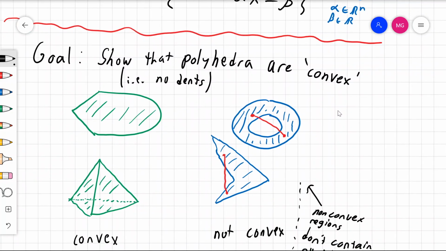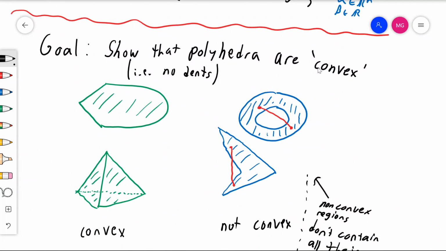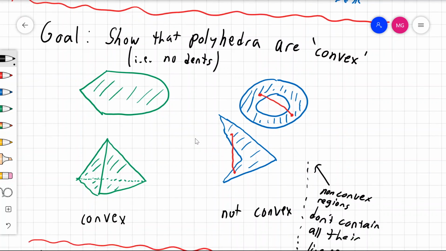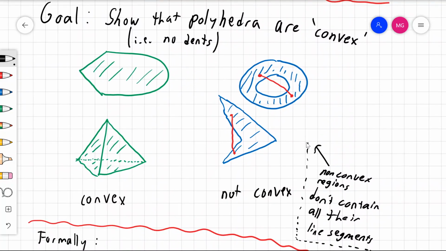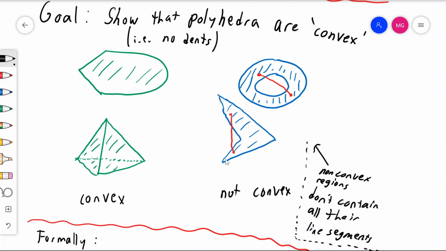That's intuitively what you're imagining by convexity. We'll give a formal definition of convexity, but first let's just see intuitively what we're trying to capture by the idea of convexity. These green shapes are convex, and these blue shapes are not. What makes something not convex is that there's a dent. Take a look at this blue shape here. There's a dent here, and so that's going to make it not convex.